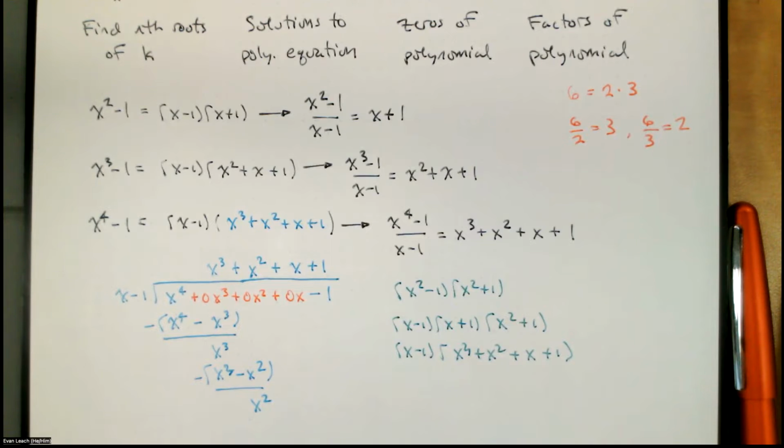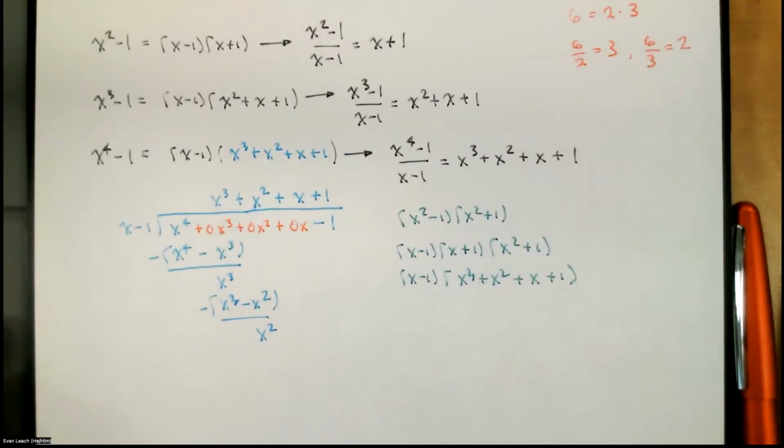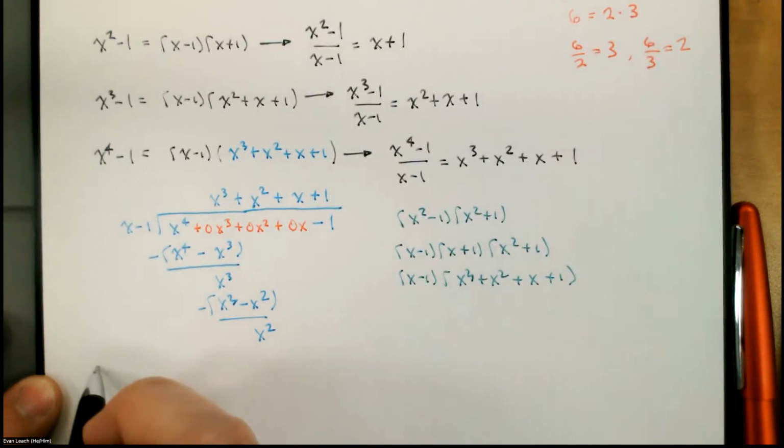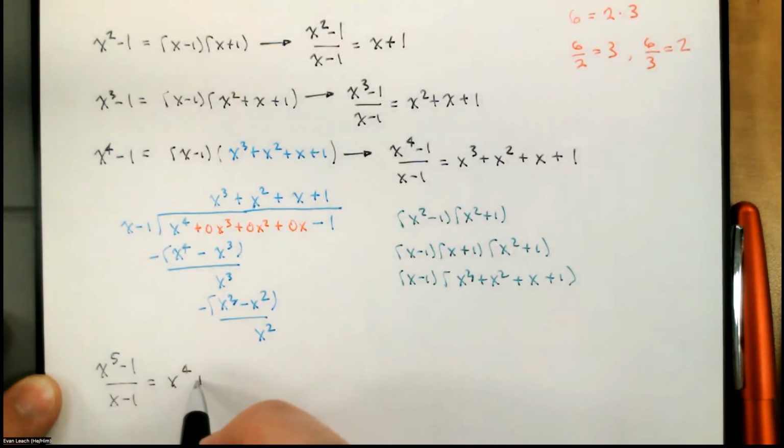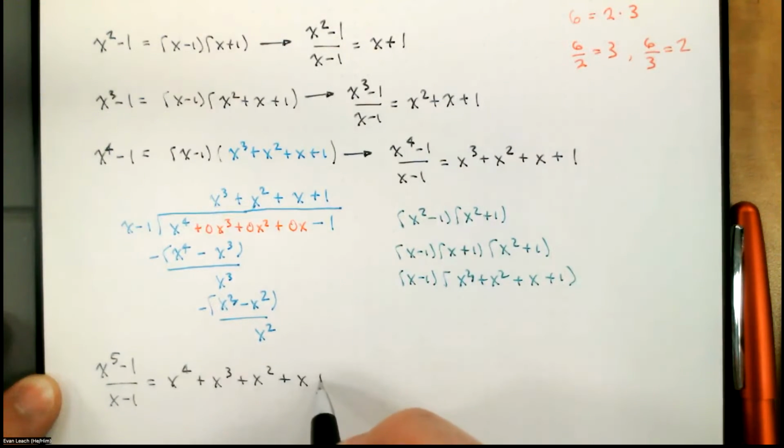So this makes us start to guess. X to the fifth minus 1 over x minus 1. We just start at 4 and go down, and the answer is yes. So x to the fifth minus 1 over x minus 1 is x to the fourth plus x to the third plus x squared plus x plus 1.